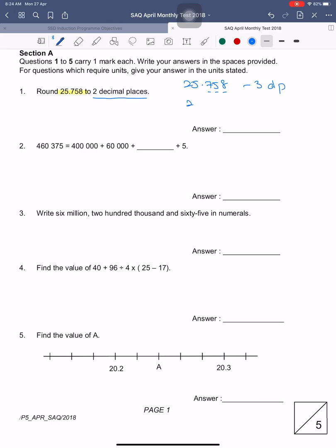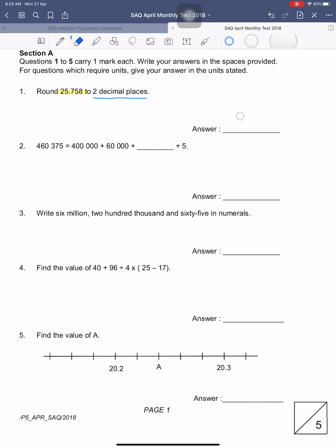Now, giving you another example. Let's say I have 25.750. How many decimal places are there? Is it 2 or 3? Let's count again. After the decimal point, 1, 2, 3. It is still 3 decimal places. Unless you write down 25.75, then this is 2 decimal places. So regardless of the number, even if it is a 0, the number after the decimal point, you consider that as a decimal place. So bear that in mind.